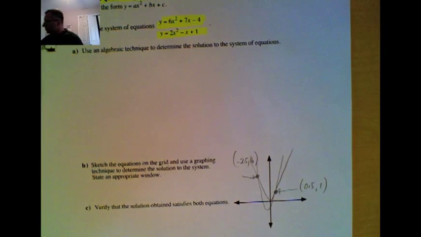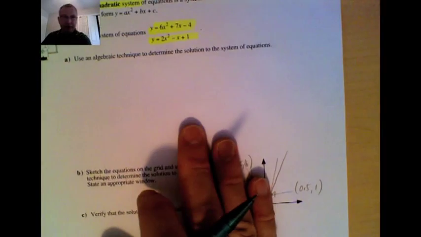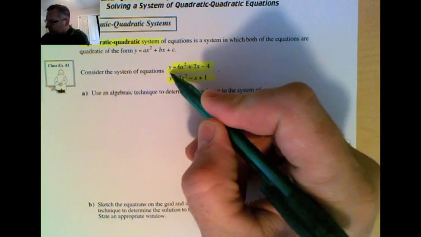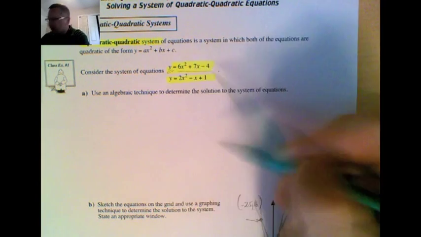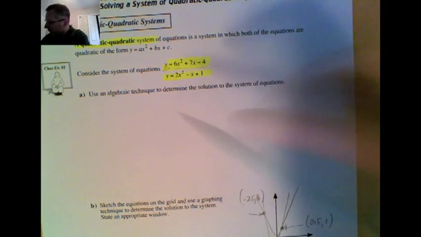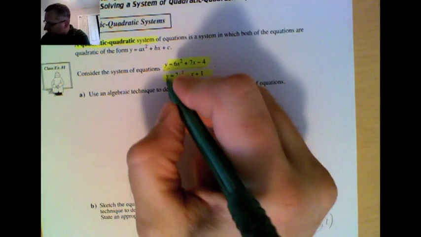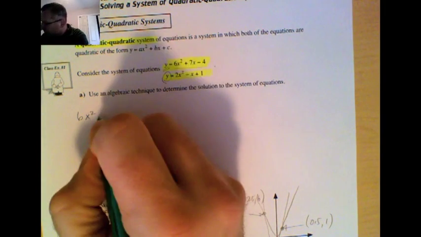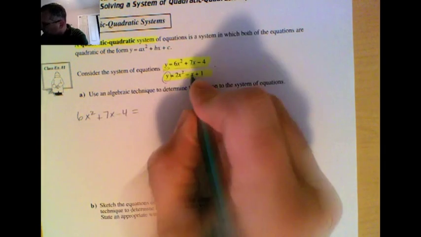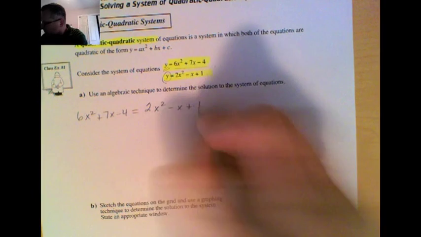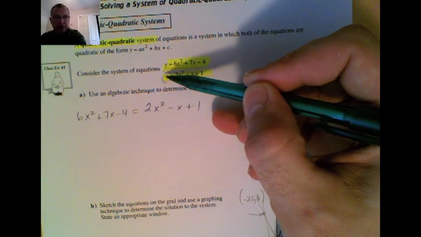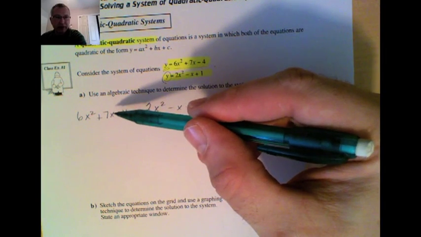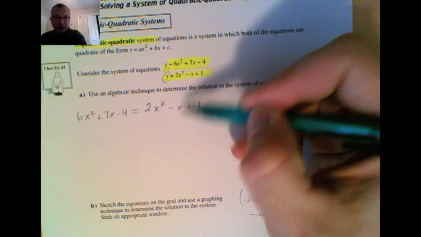Okay, so now we're going to do the same thing, but we're going to do it algebraically. If you notice, the first equation tells us y has the entire value of this quadratic here. So in the second equation, we're going to replace y with 6x squared plus 7x minus 4, and that's going to equal 2x squared minus x plus 1. So all we did is change the y to this expression from our first equation. That expression went on the left-hand side of our equation, and we copied down the right-hand side.